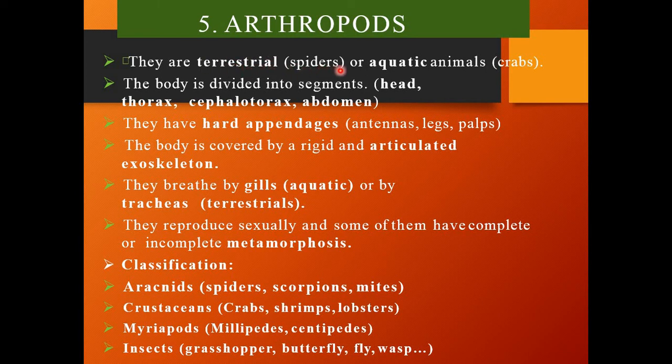For example, like the spider, or aquatic animals, the crabs. The body is divided into segments: head, thorax, and cephalothorax, abdomen. This is the body.